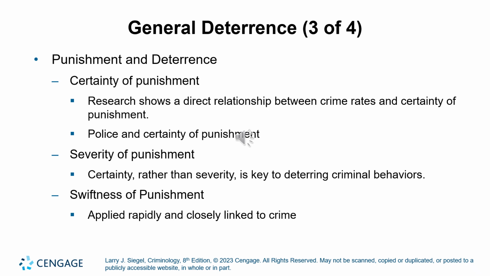And then finally, there's the swiftness of punishment, meaning how quickly consequences follow the criminal act. The closer the punishment is to the offense, the stronger its deterrent effect. So overall, deterrence works best when punishment is certain, swift, and, only after those factors, appropriately severe.